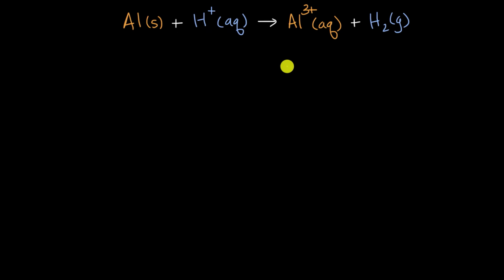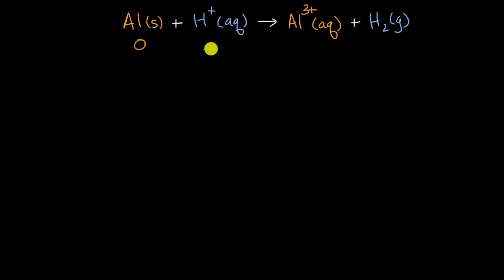Well, the first step is to assign oxidation numbers or oxidation states to each of the constituent elements on either side of the reaction. Then we'll know who's getting oxidized and who's getting reduced. And then we can set up the half reactions, which we can then balance. All right, so let's first look at this aluminum right over here. It has an oxidation state or an oxidation number of 0. It's just aluminum by itself.